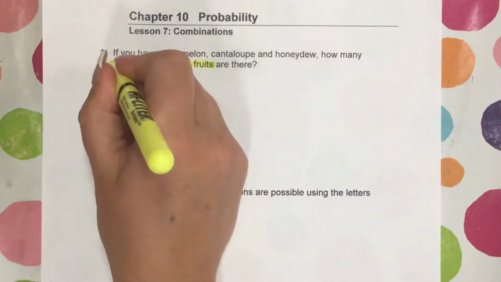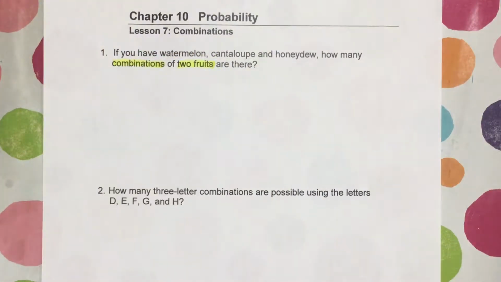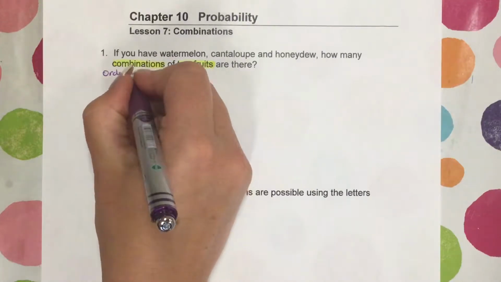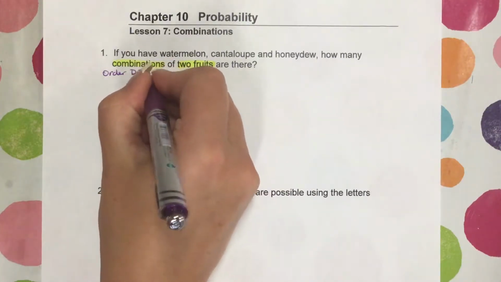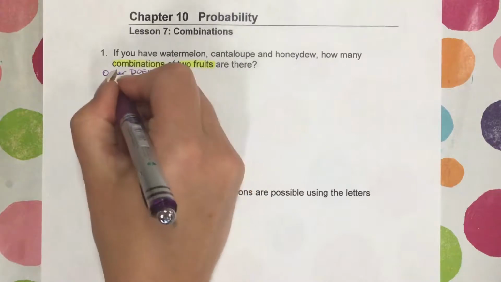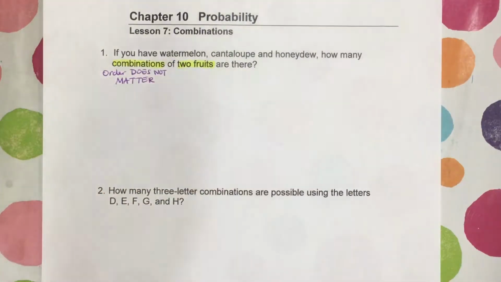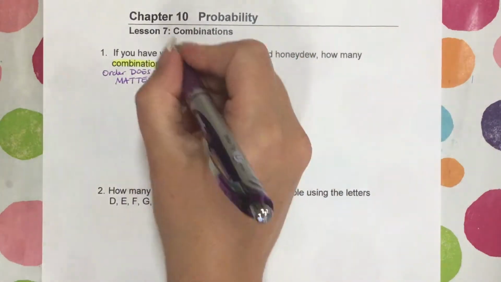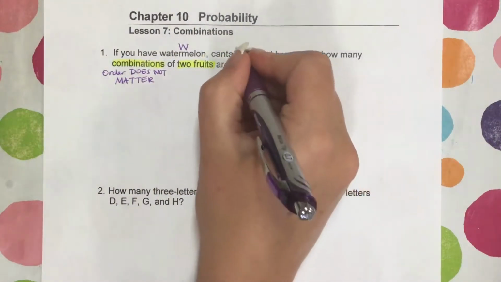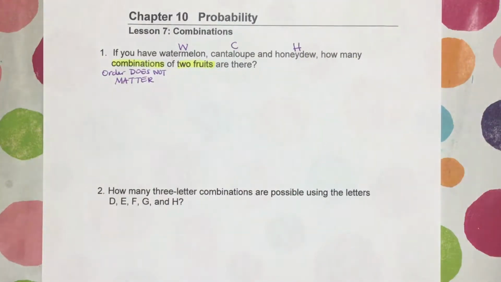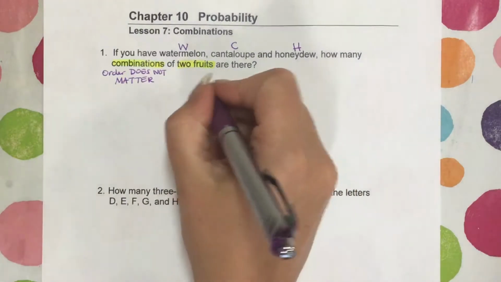And remember, whenever we see that word combinations, that means that the order does not matter. Okay? Now, let's say that watermelon, we're going to use a W, cantaloupe is going to be C, and honeydew is going to be H. Okay? So let's start with all of the options for a watermelon first.